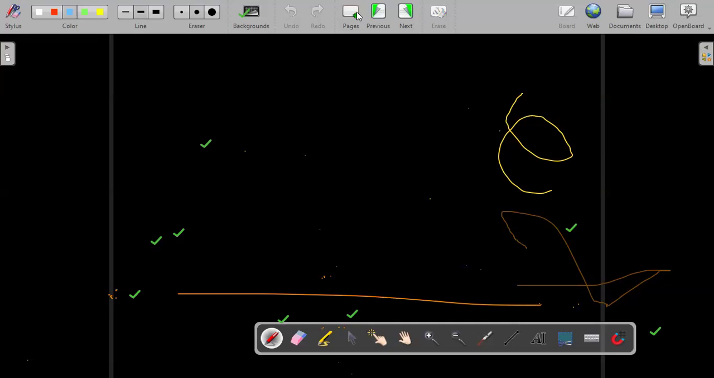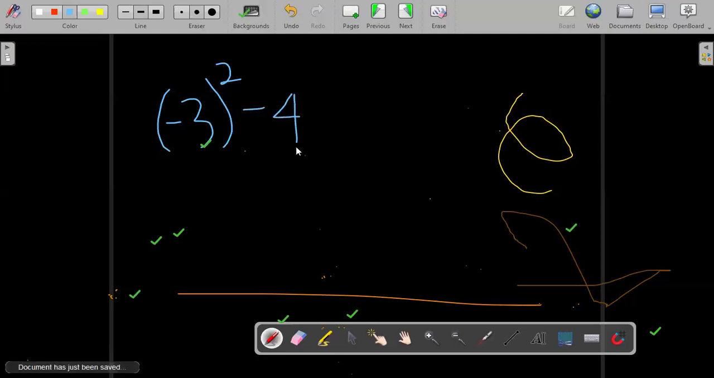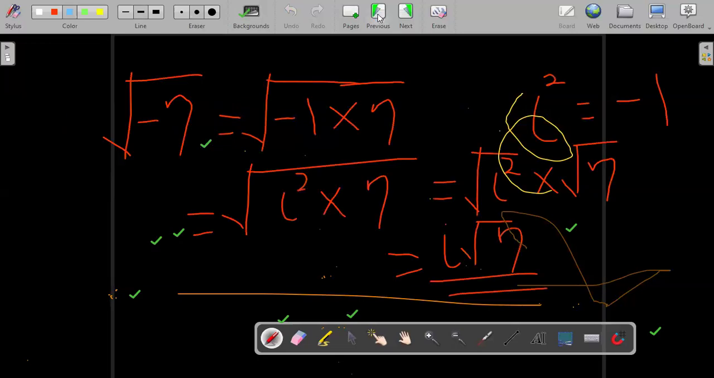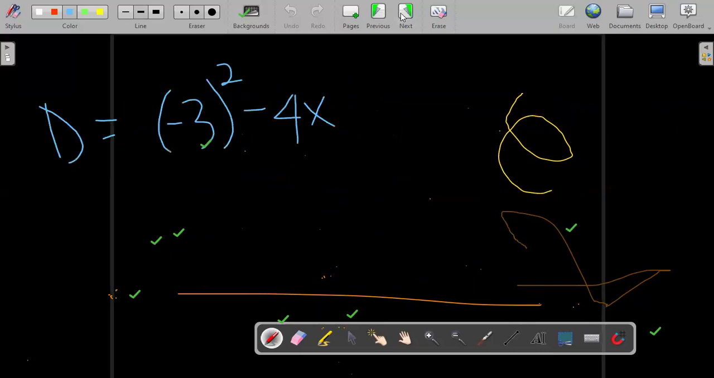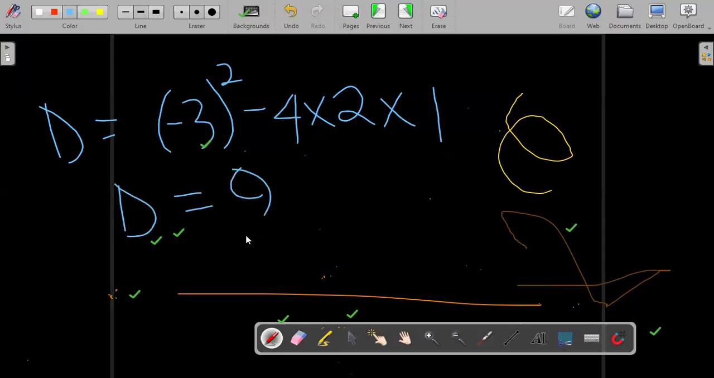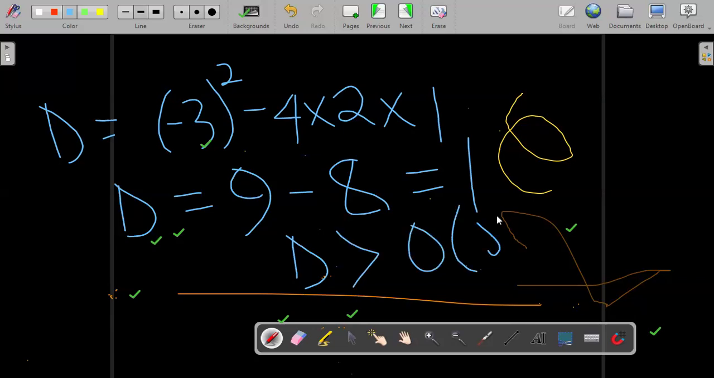I'm going to have -3 all squared minus 4 times 2 and 1. So D will give us what? -3 squared is 9 minus 8. What is the value of D now? It is 1. So our D is greater than 0. That means it's a real root.